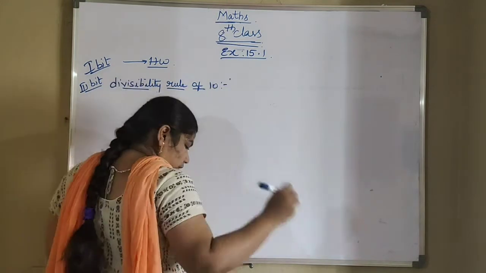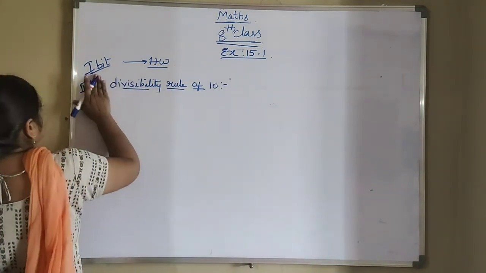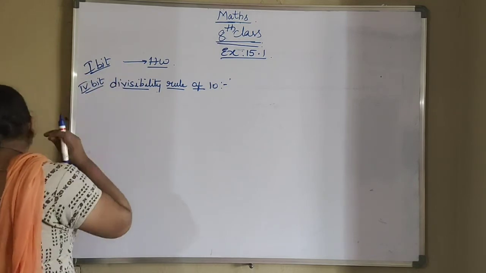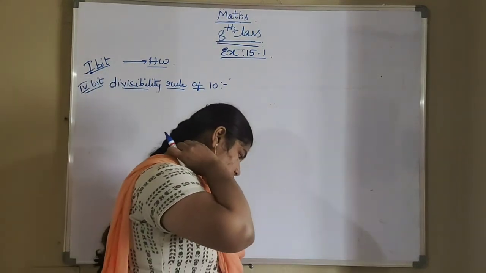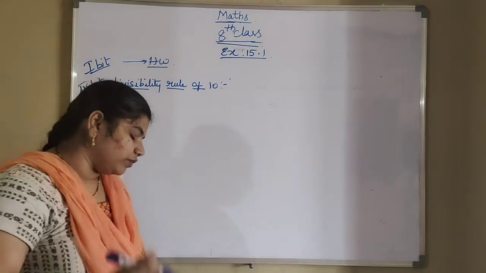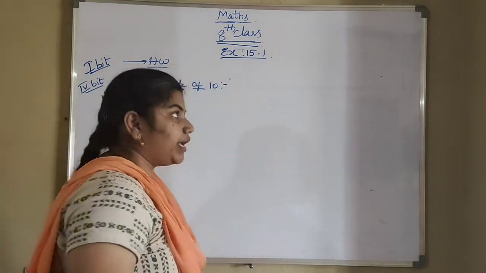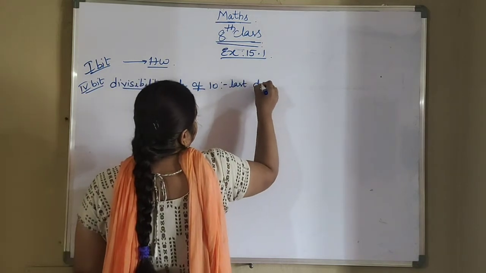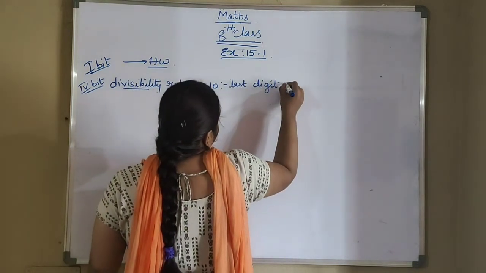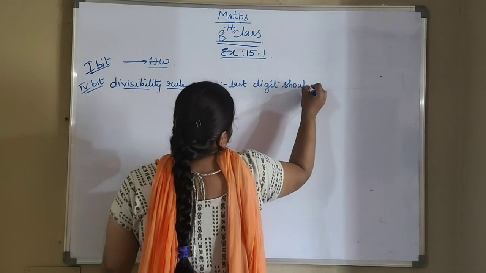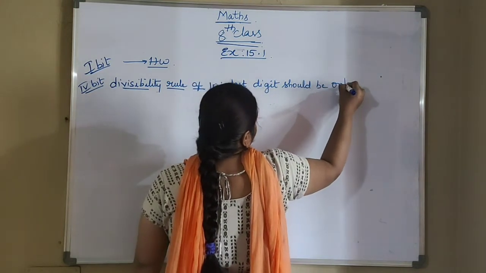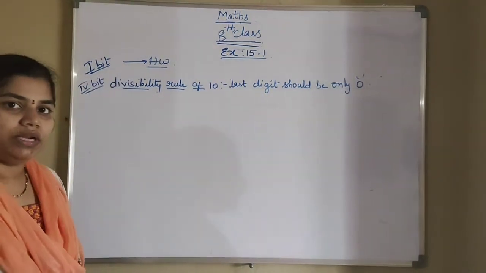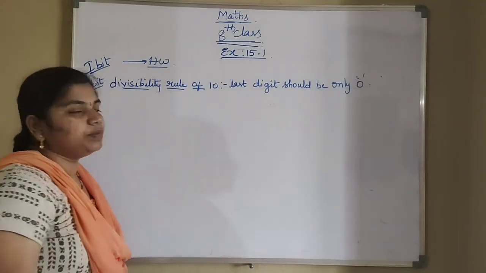So this is which bit now? This is the fourth bit. Using divisibility test, determine which of the following numbers are divisible by 10. So what is the divisibility rule of 10 here? Last digit should be only 0. The units place should be only 0.